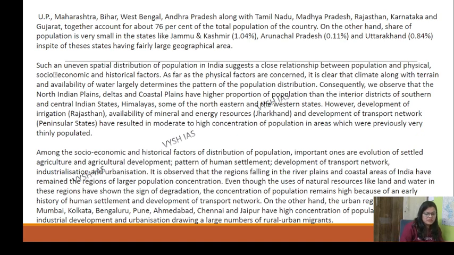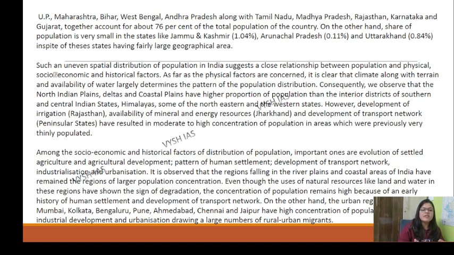It was observed that the river plains and coastal areas of India have had a very large population concentration. Even though the use of natural resources like land and water in these regions has shown signs of degradation, the concentration of population remains high because of an early history of human settlement and development of transport network. On the other hand, urban regions of Delhi, Kolkata, Bangalore, Pune, Ahmedabad, Chennai, and Jaipur have a high concentration of population due to industrial development and urbanization, drawing a large number of rural-urban migrants.